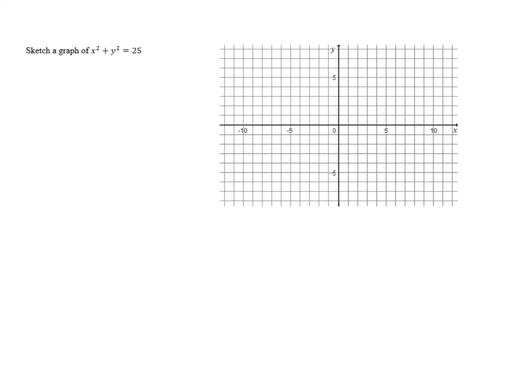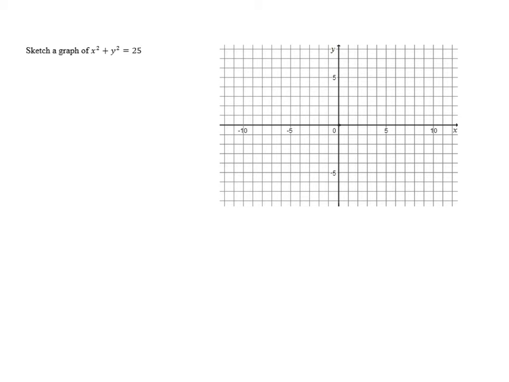And we don't need to go through and divide both sides by 25 to make this 1, because when we have a circle, we generally just want x squared plus y squared equals r squared. So in this case, we have a circle centered at the origin, and the radius is 5 because r squared is 25. And that's all we need to know to sketch its graph.